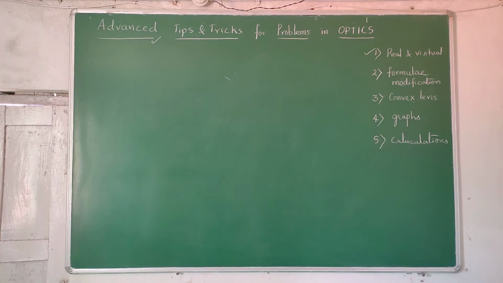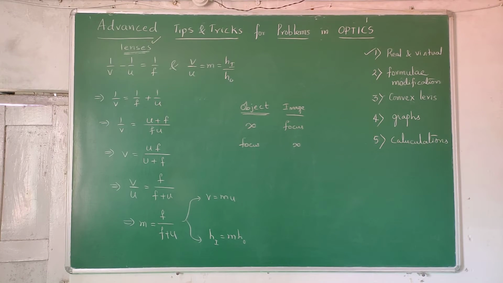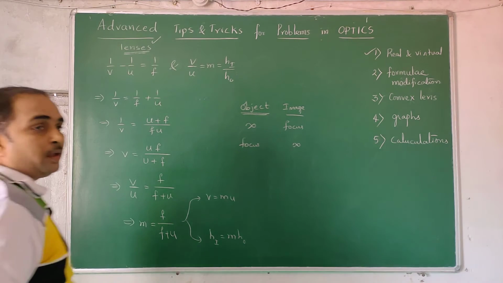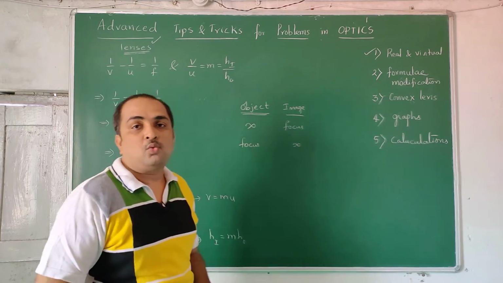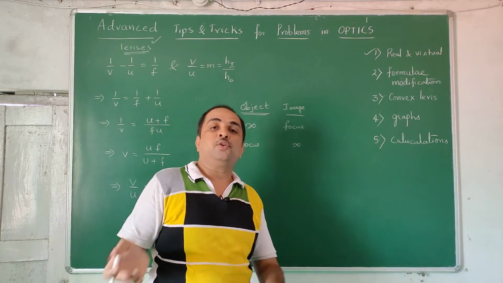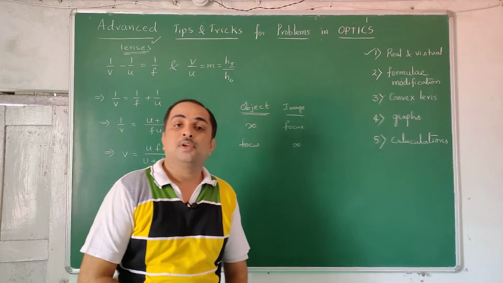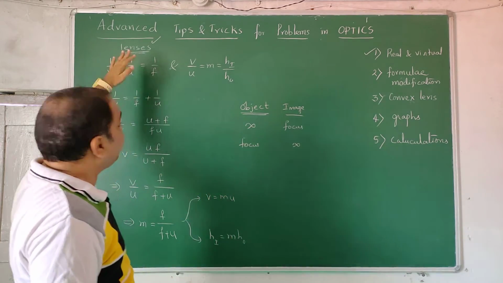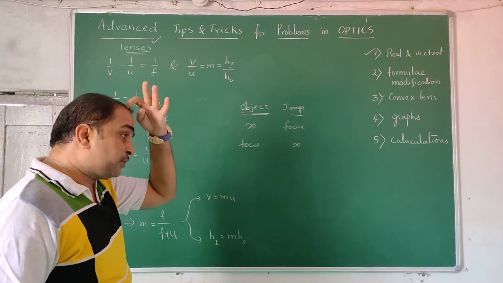Second topic, formula modification. Yes, students, in every problem, what school children are doing, when you come to college level, when you are doing advanced IIT problems, we can skip nearly 6-7 steps. How to do that? First, you try to understand.